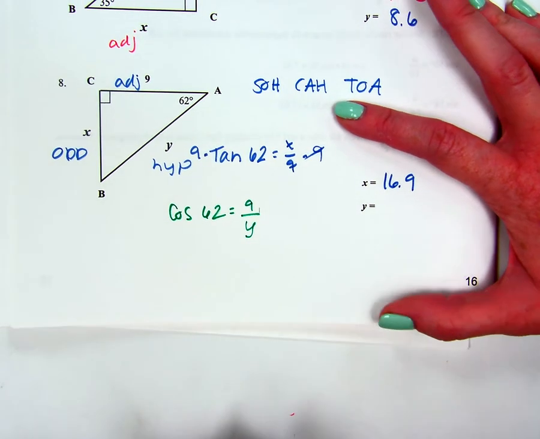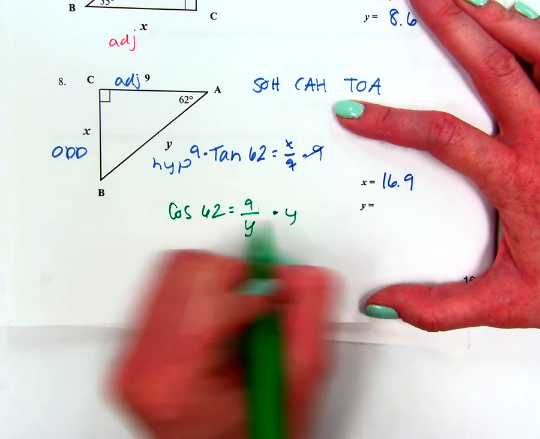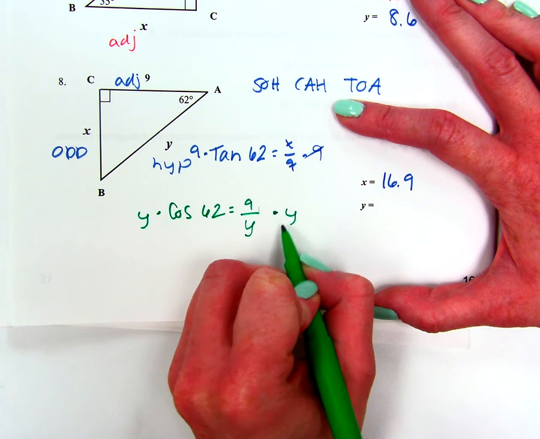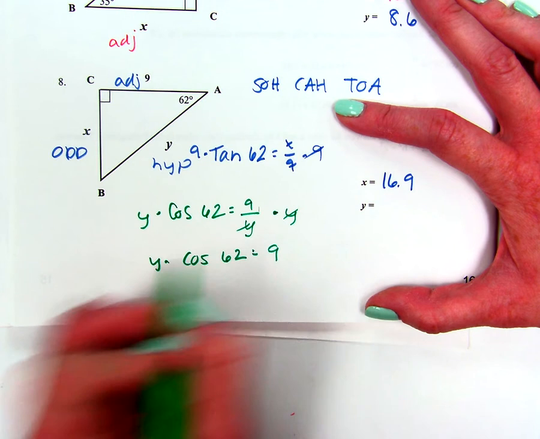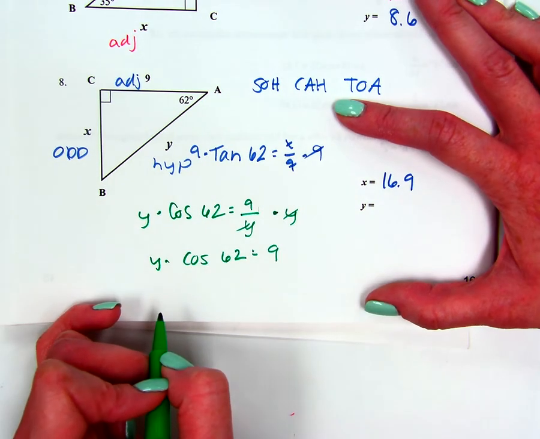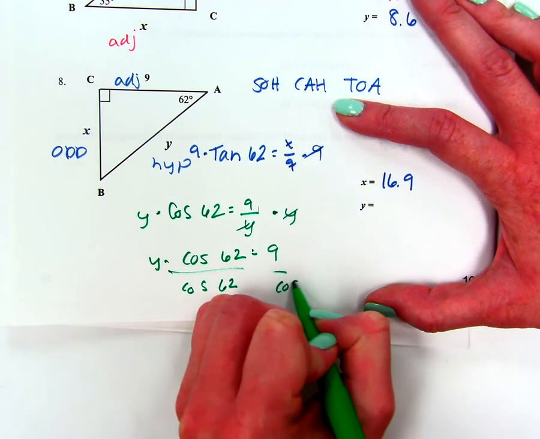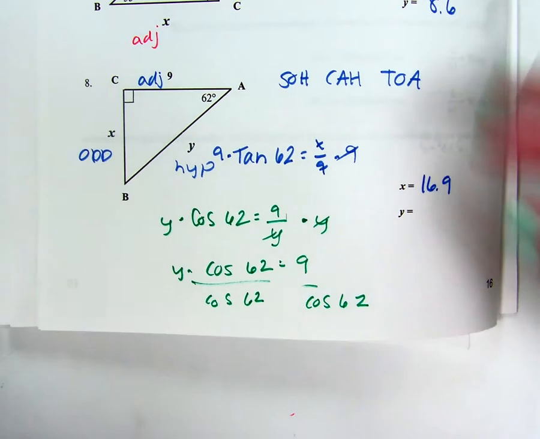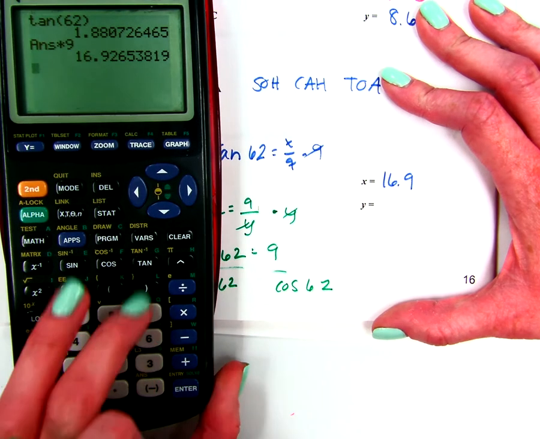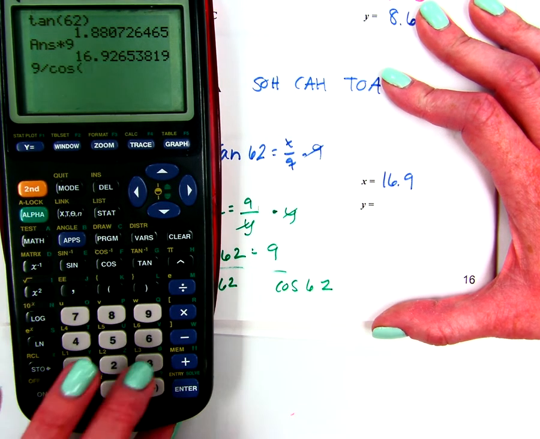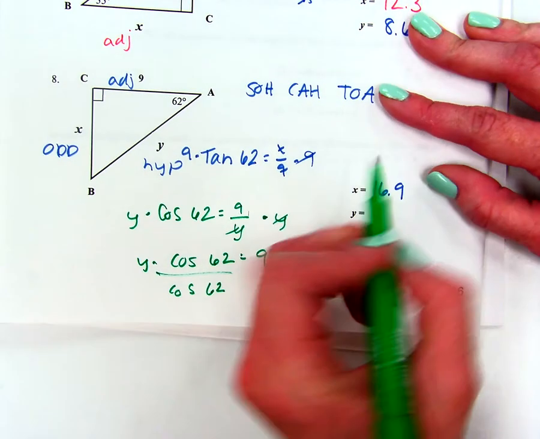So this one is a little bit different. We have our variable in the bottom. If we multiply both sides, now we have y. To get y alone, we'll divide. So now we'll do 9 divided by cosine of 62. And you should get 19.17, so we're going to round that one to 19.2.